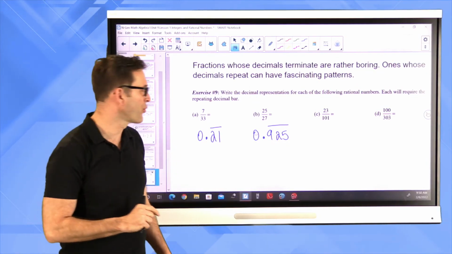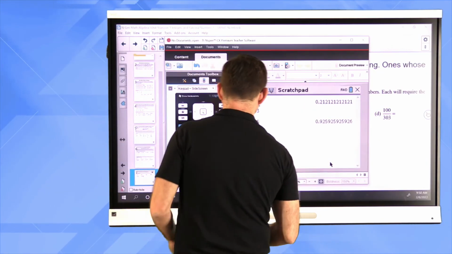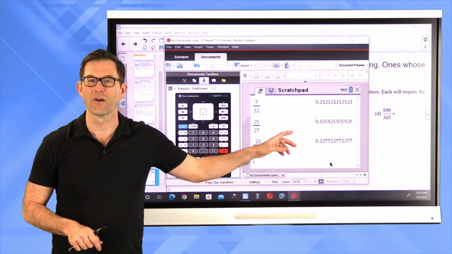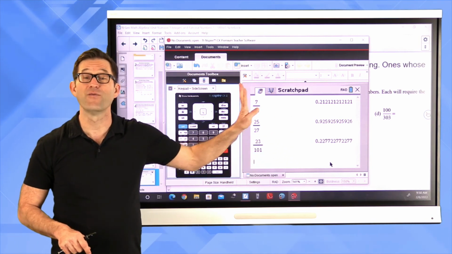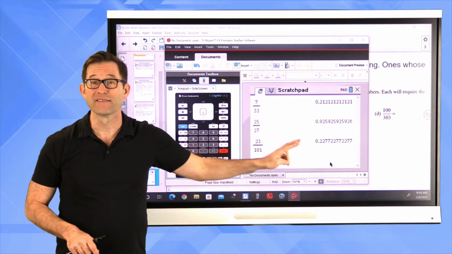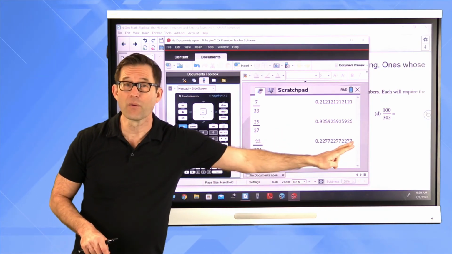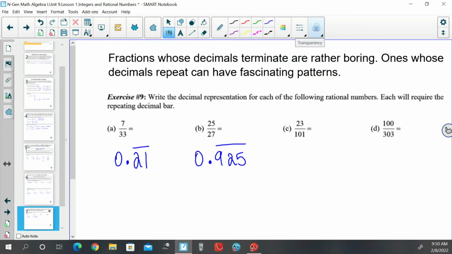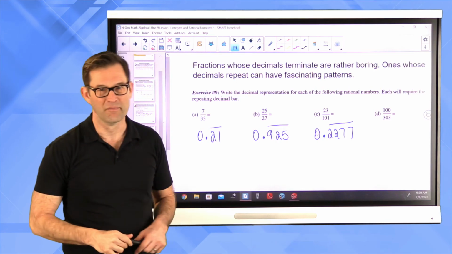All right, let's take a look at 23/101. 23 divided by 101 gives me 0.2277, 2277, 2277, etc., right? So this is actually one that has 4 digits that repeat, and then it's got like 2 that repeat, 2 that repeat, another 2 that repeat, another 2 that repeat, etc. So 0.2277 repeated. A little bit tricky there, but there it is.